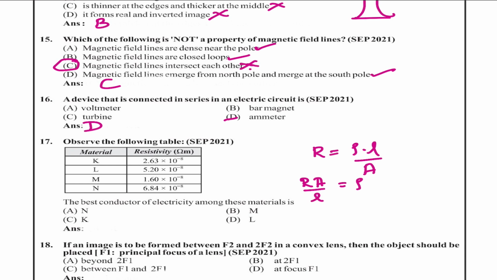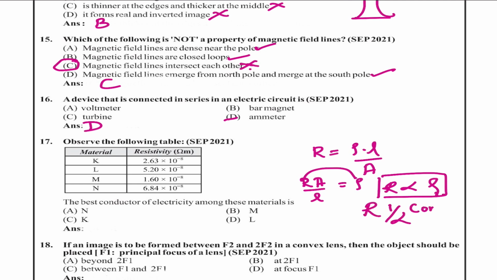Now observe how resistance and resistivity are related. They are directly related. Resistance and resistivity are directly proportional. When the resistivity value is least, the resistance value will also be least. But how are resistance and conductivity related? They are inversely proportional. Resistance is inversely proportional to conductivity.